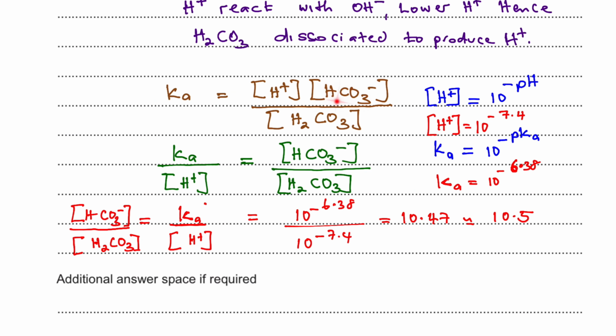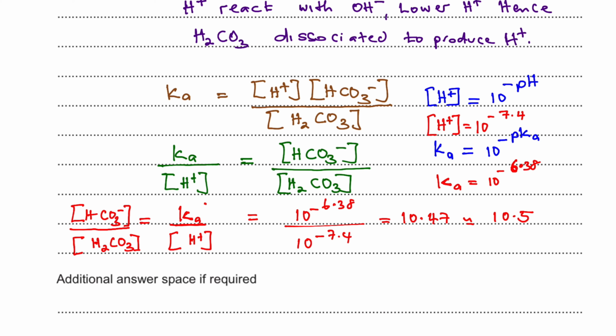we want the ratio of hydrogen carbonate ion to carbonic acid, which means I need to divide both sides by the concentration of the proton. Dividing by the concentration of proton will cancel out the concentration of proton on one side. Hence, you're going to have Ka over concentration of proton equals concentration of the salt over concentration of the acid.